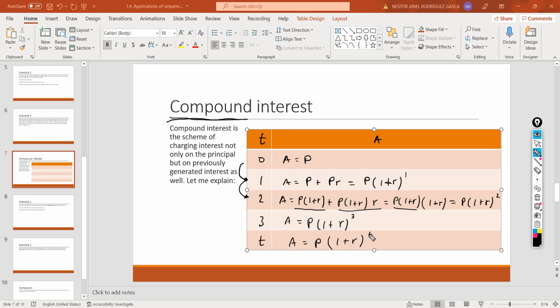What is t? It is the time measured in years. What is r? The rate of interest, expressed as a decimal. And what is P? The principal. And what is A? The accumulated amount at any given point in time. So now this is going to be the formula, guys, that we're going to be using for compound interest. It's this one. And now let's put it to use.